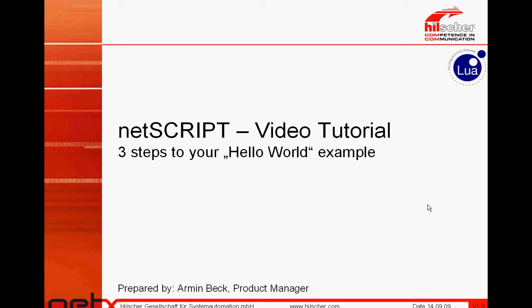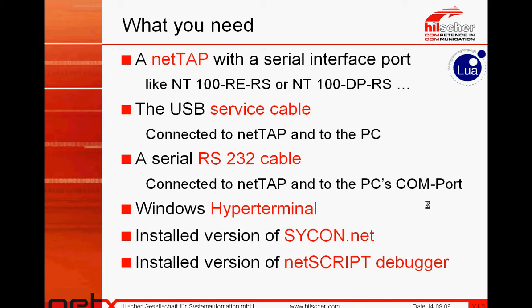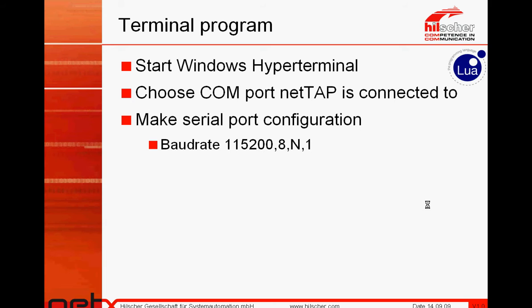3 steps to your Hello World example. Here's what you need. A NetApp with a serial interface port, of course, the USB service cable, a serial cable, Windows standard Hyperterminal, the installed version of Cycon.net and netSCRIPT debugger. Here's what we do first.